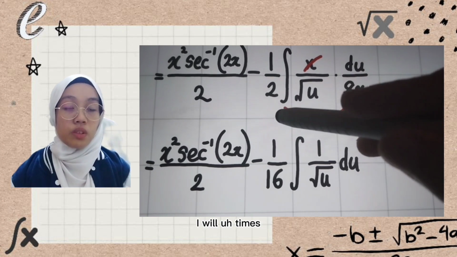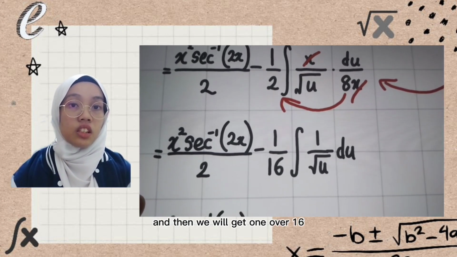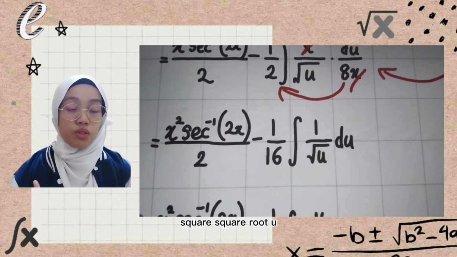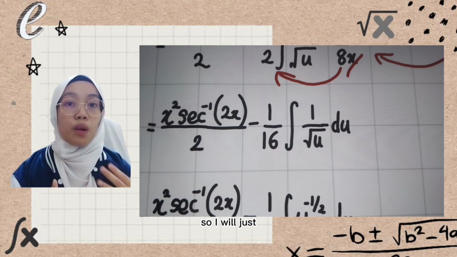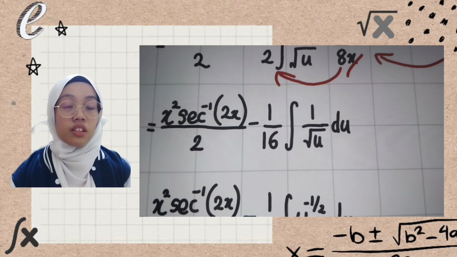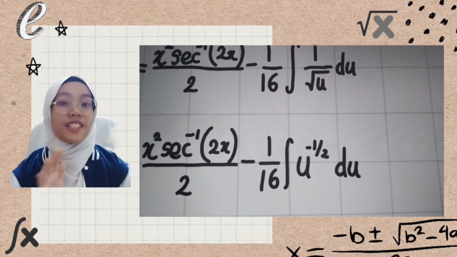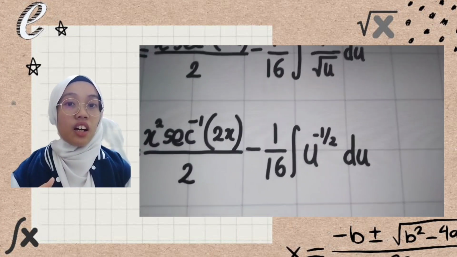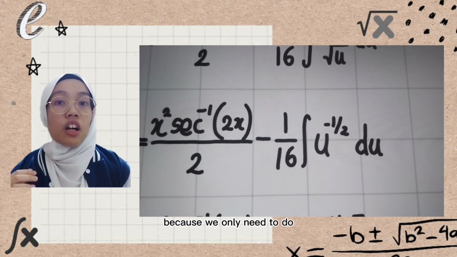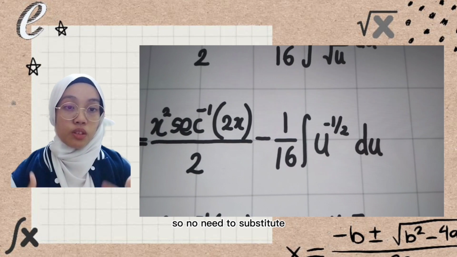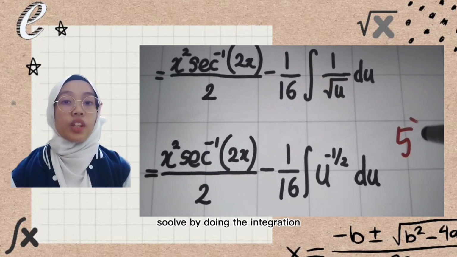So the value of 8, I will multiply with the outside 1 over 2. And then we will get 1 over 16 integrate 1 over square root u, because we already represent u with 4x squared minus 1. So I will just put u there. So we get 1 over 16 integrate 1 over square root u du. Okay, so until here, we actually can finish the integration already, because we only need to do integration. So no need to substitute. So we're already in step 5, which is solve. Solve by doing the integration.